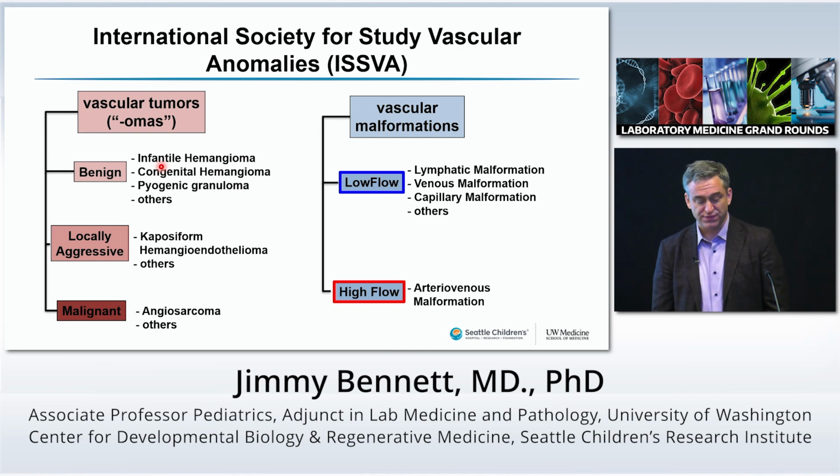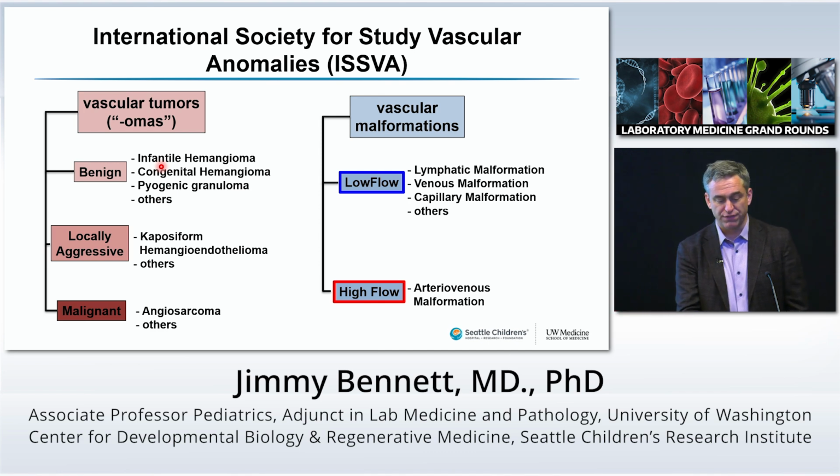The high flow lesions refer to arteriovenous malformations, which are direct communications between high pressure arteries and veins. And the low flow lesions would include abnormal proliferation of lymphatic vessels, of what appear to be more venous vessels or capillary vessels. So this is the sort of rough classification of vascular anomalies.